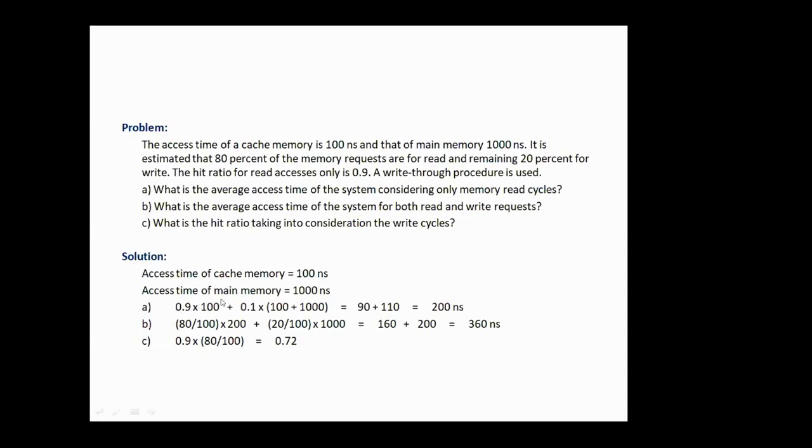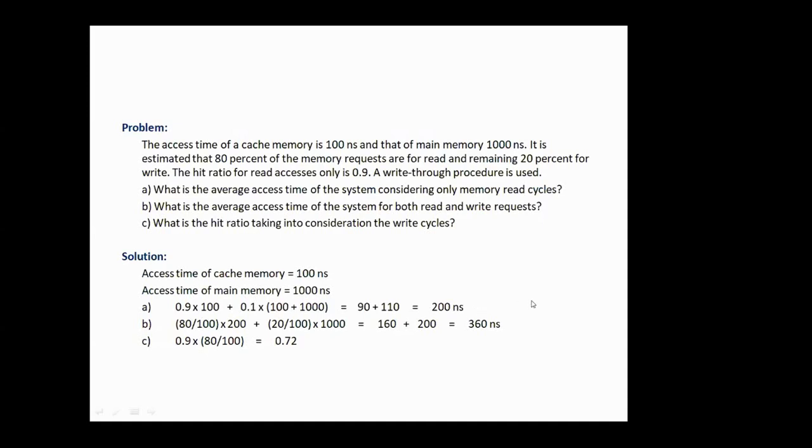So this 0.9 multiplied by 100 will be the access time for hits, plus the remaining 10% or the 0.1. For the remaining 10%, what will happen? There will be a miss. And what do we mean by a miss? A miss means that we searched in cache memory, but we couldn't find it there. Then we access that from main memory. So this 100 is for the search in cache memory, which needs 100 nanoseconds because searching needs access of cache memory, and it is not found there. Then we need 1000 nanoseconds to get the word from RAM. And when we solve this, it comes out to be 200 nanoseconds.